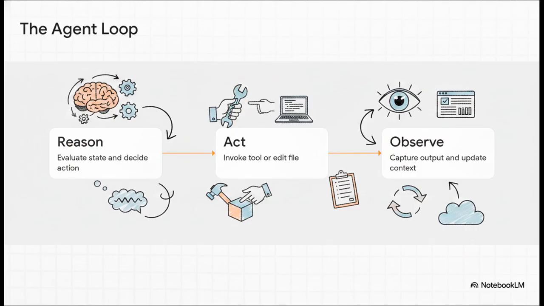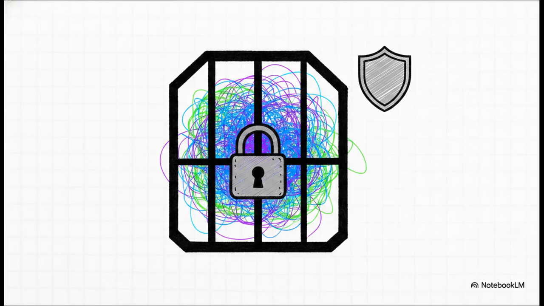Step 1, it reasons about the current state. Step 2, it acts by invoking a tool or editing a file. And Step 3, it observes the output, captures it, and feeds it right back into the context. This continuous loop, reasoning, acting, observing, is exactly what allows the agent to handle those really complex, multi-step debugging and refactoring tasks.